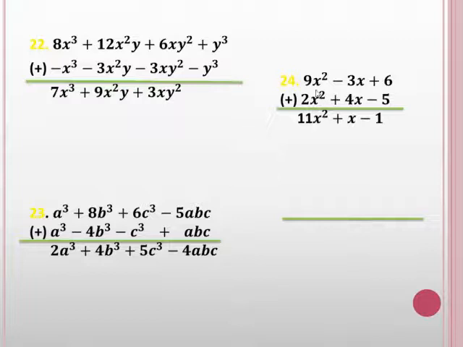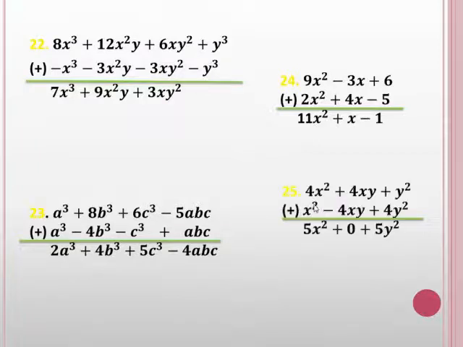Question number 24 is 9x square minus 3x plus 6. The second expression is 2x square plus 4x minus 5. Plus 6 minus 5 is plus 1, minus 3x plus 4x is plus x. 9x square plus 2x square is 11x square.